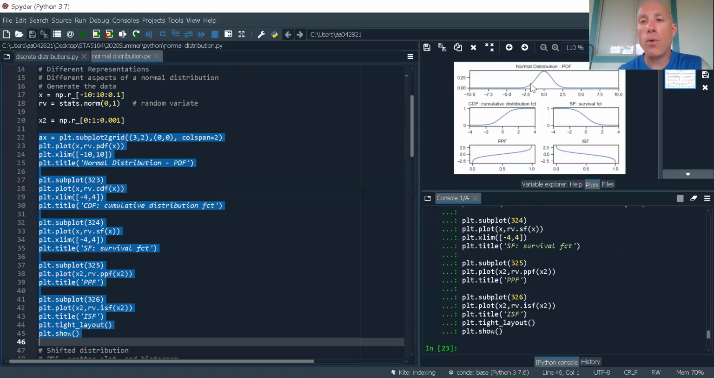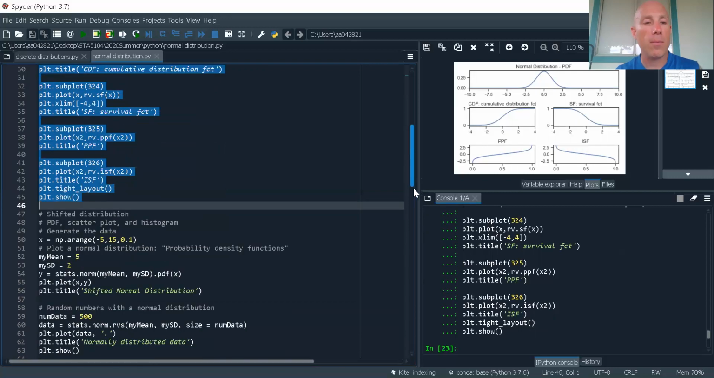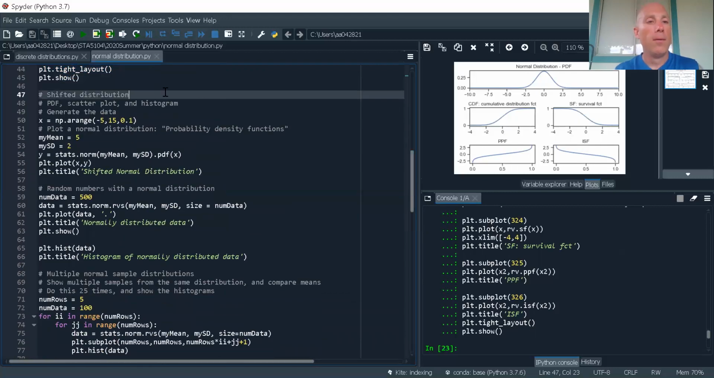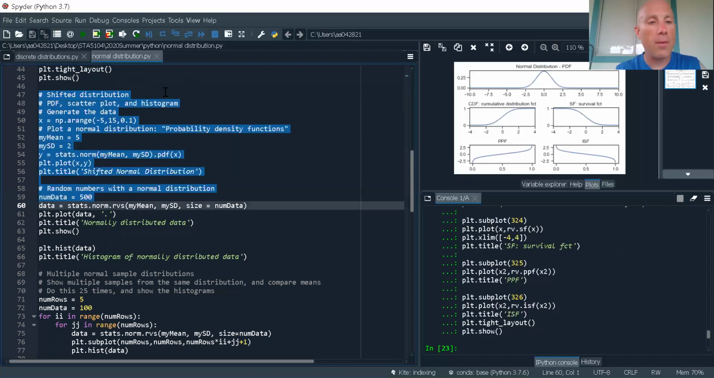All right, so I have the normal distribution. Beautiful. And you can see I have a bunch of subplots. The subplots are coming from the subplot aspect and specifying where to put what. Here's the cumulative distribution function. Here's the inverse of the cumulative distribution function. So here we go from values to probabilities. Here we go from probabilities to values. Here's the survival function, and here's the inverse of the survival function. Not too shabby.